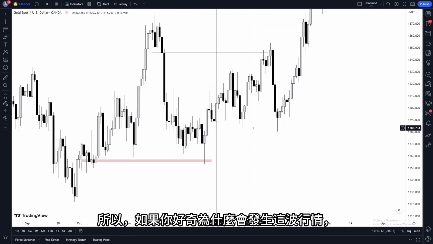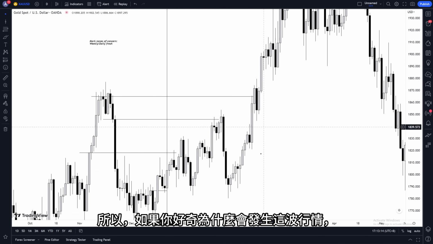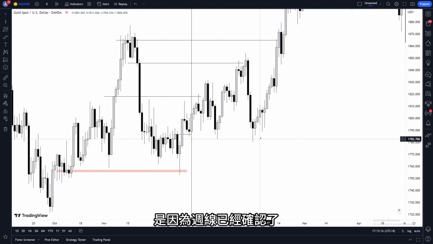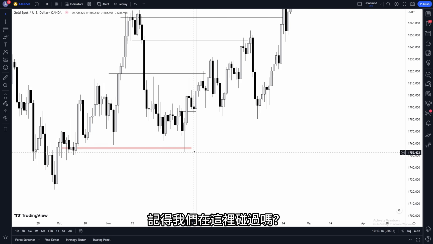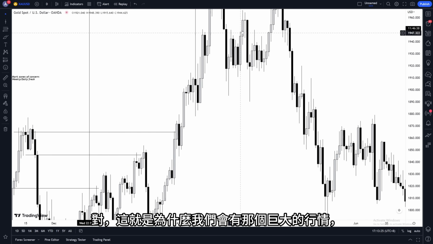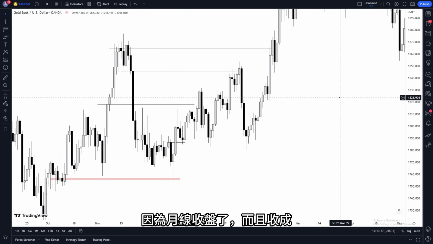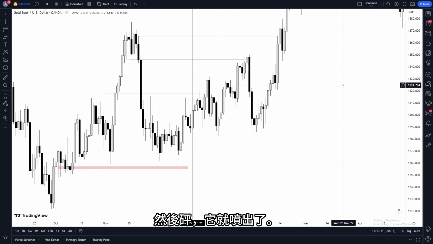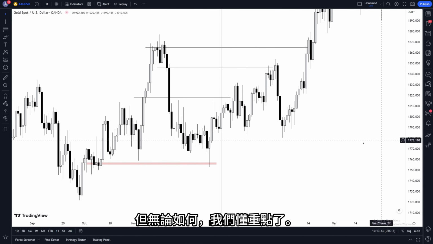Okay, and if you're wondering why this move happened, it's because the weekly had confirmed that the monthly storyline happened. Remember we touched over here and we had that weekly reject weekly, but monthly was also playing from that monthly zone. That's why we had the huge move, because monthly closed, and it closed as a monthly bullish storyline if I'm not wrong, and boom, she popped. That's a bit sus. But yeah, you get the point.